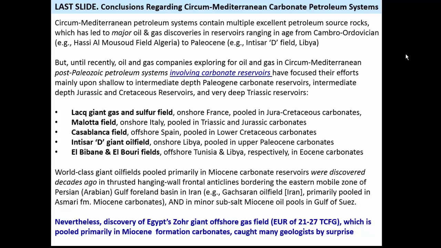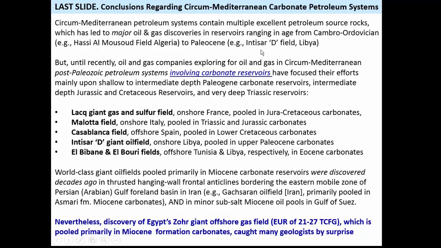They contain multiple excellent petroleum source rocks. It's led to major oil and gas discoveries in reservoirs ranging in age from Cambro-Ordovician, that's in the Hassi Messaoud field in Algeria, to Paleocene, the Zelten field. Hassi Messaoud field is Cambro-Ordovician. So you produce all the way from the Cambro-Ordovician into the Paleocene, and actually a little bit into the Eocene. All the fields aren't as big.